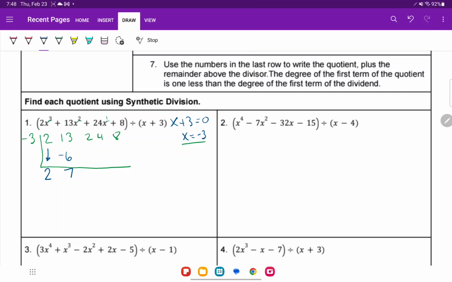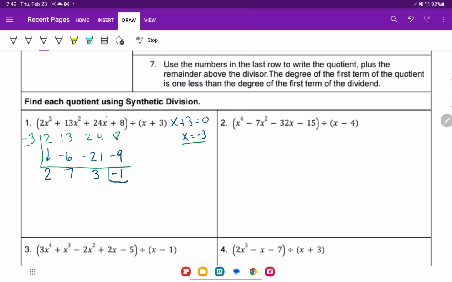And then we repeat the process. We take that pivot point, negative 3, and we multiply it by 7. So negative 3 times 7 is negative 21. And then we combine. 24 minus 21 is 3. And then negative 3 times 3 is negative 9. And 8 minus 9 is negative 1. Now for me, I always put a little half square right here, because that last number is going to be my remainder.